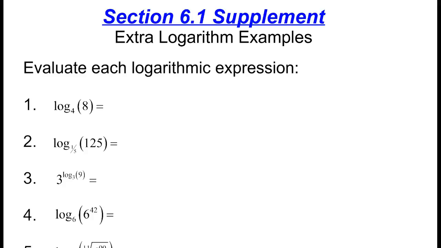As promised, folks, I have some extra practice problems for you in section 6.1 to help you get through WebAssign. First, we're supposed to evaluate each logarithmic expression here. Take a look at the first one.